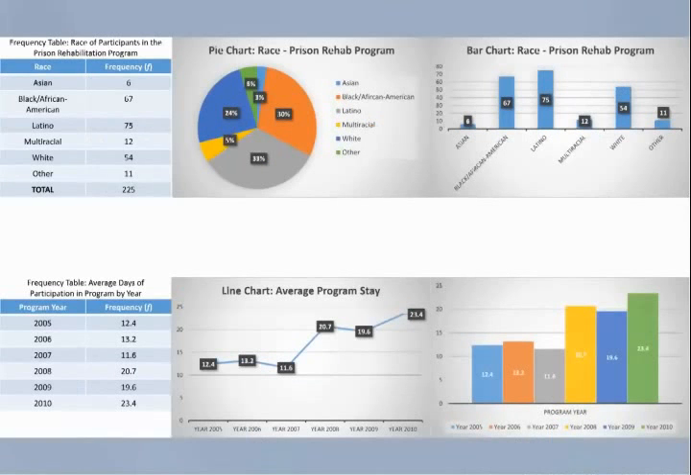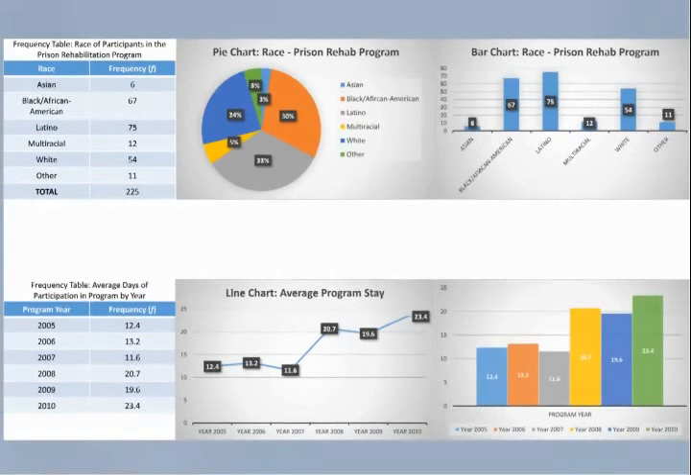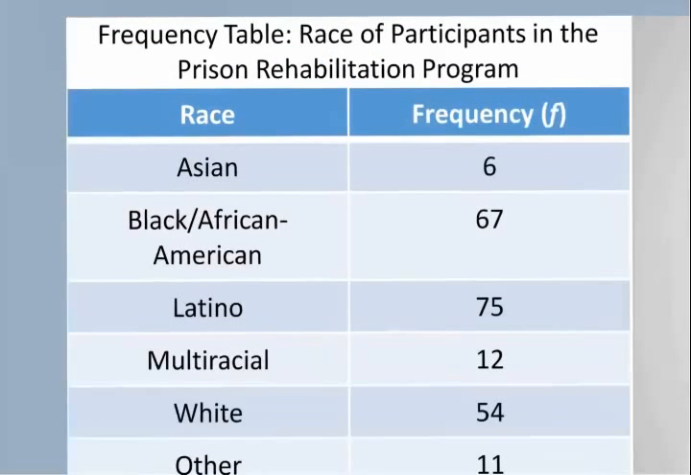So let's go down to our different charts. As you can see, pie charts and bar charts are on the top, line charts and histograms on the bottom. And again, pie charts and bar charts are used for nominal and ordinal data, whereas line charts and histograms are used for interval ratio data. So let's just take a little example here.